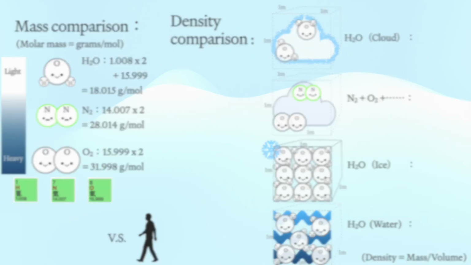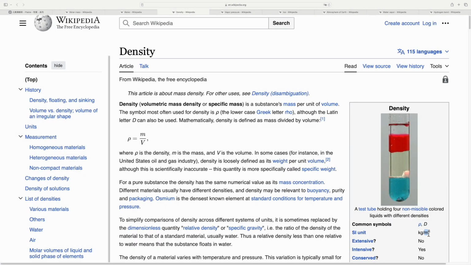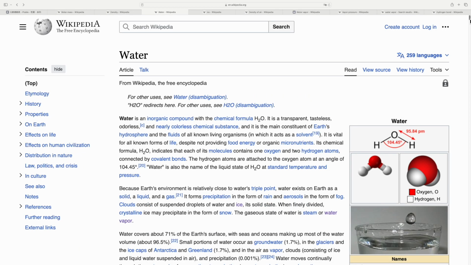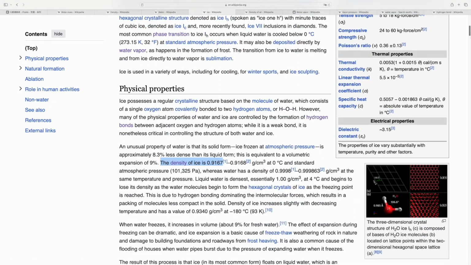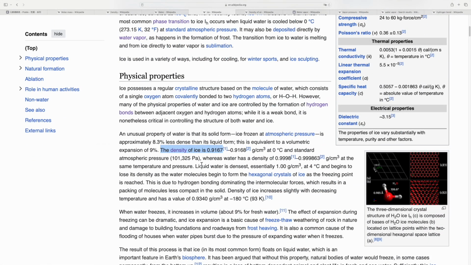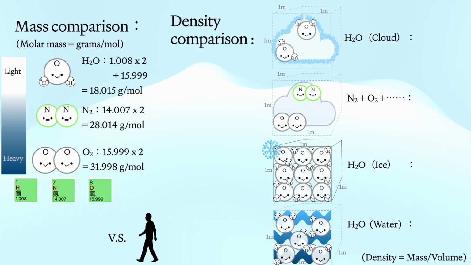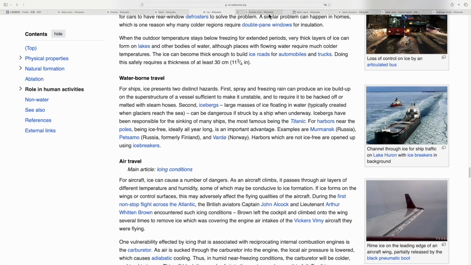Density refers to how many kilograms of material are in a volume of one cubic meter. The smaller the density value, the lighter it is. Density of water is 1000 kg per cubic meter. The density of ice is 916.7 kg. Ice is relatively light. First, in our world, you will see ice floating.